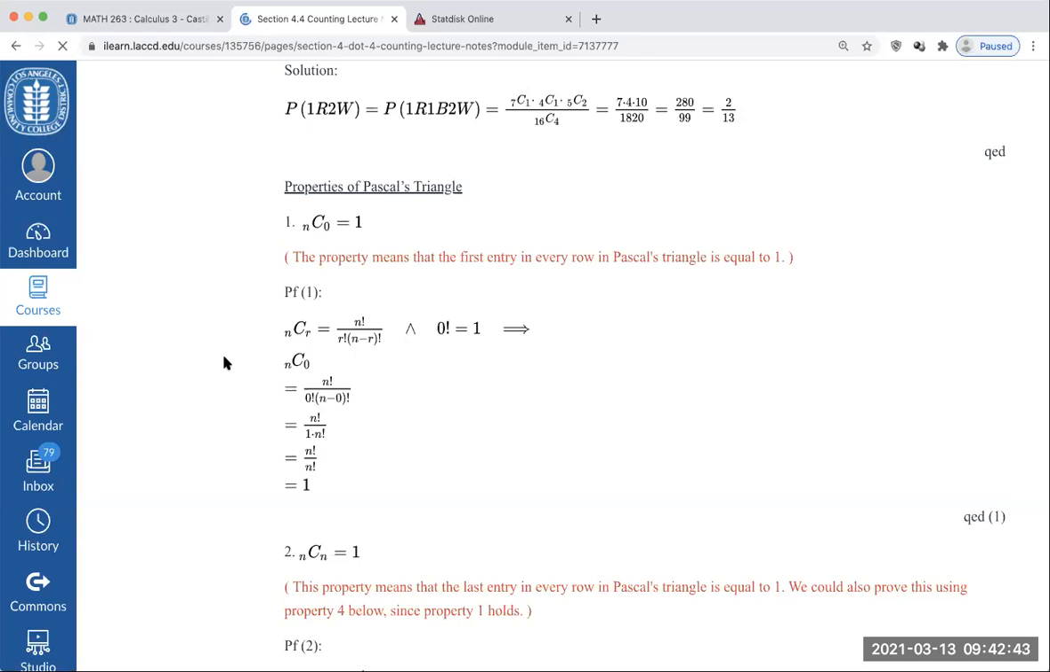And so I get NC0 is n factorial over, well, instead of r, 0 factorial times n minus, again instead of r, I'll put 0, n minus 0 factorial. And so n minus 0, well, that's easy. That's just n.